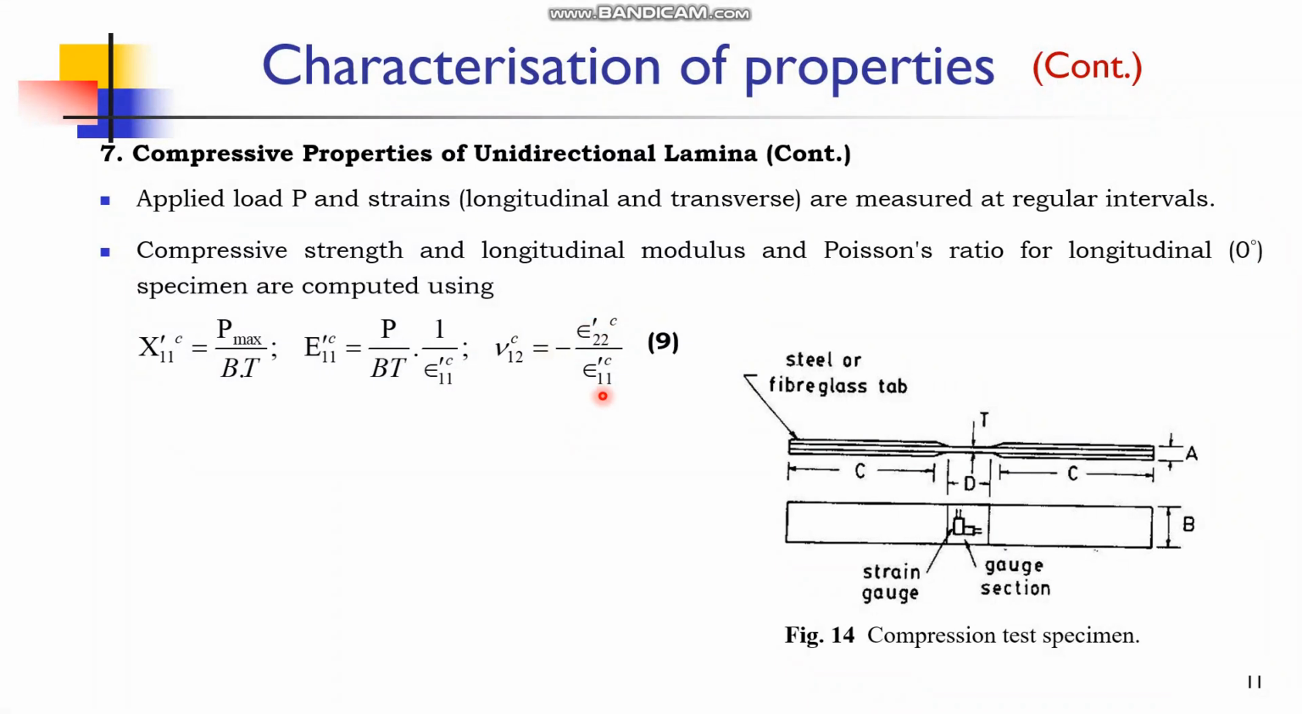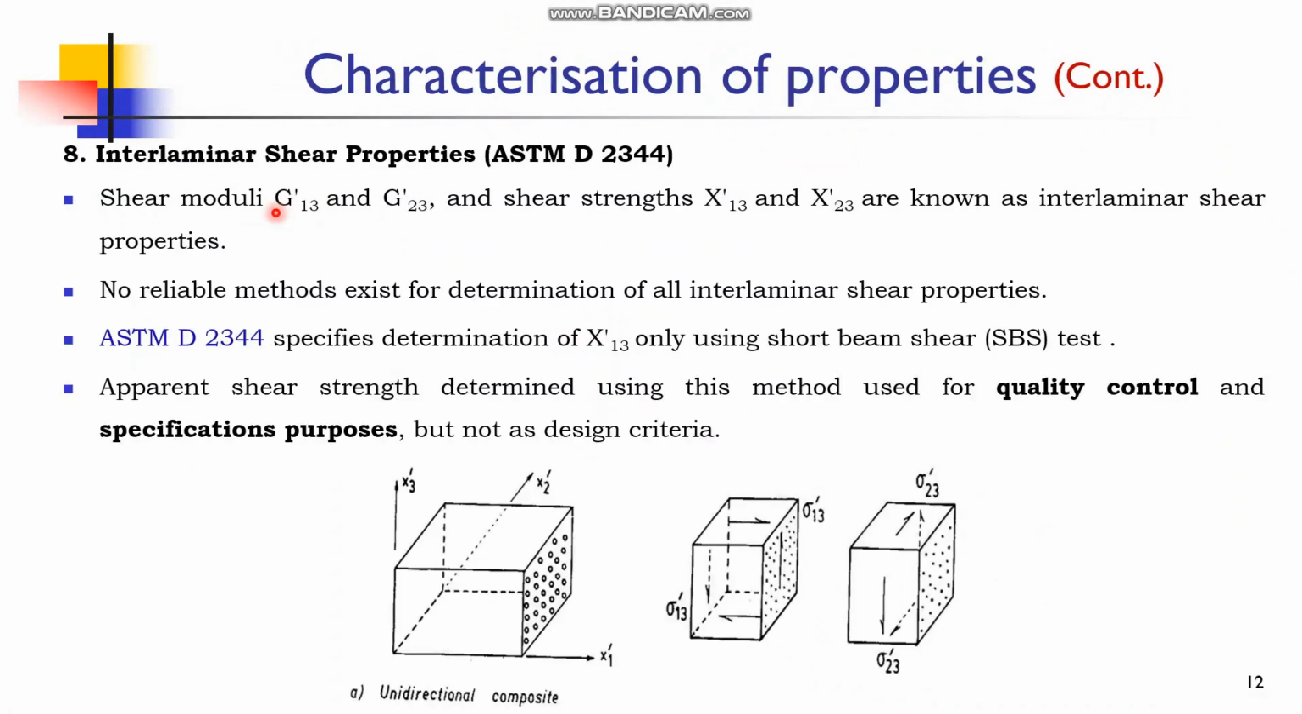The interlaminar shear properties of the composite are determined as per the ASTM D2344 standard. Usually interlaminar refers to properties between shear moduli G13 and G23 and shear strengths X13 and X23, which are known as interlaminar shear properties. You can see here the unidirectional composite where the fiber is oriented or aligned along the X1 axis, and X2 and X3 axes are mutually orthogonal to X1.